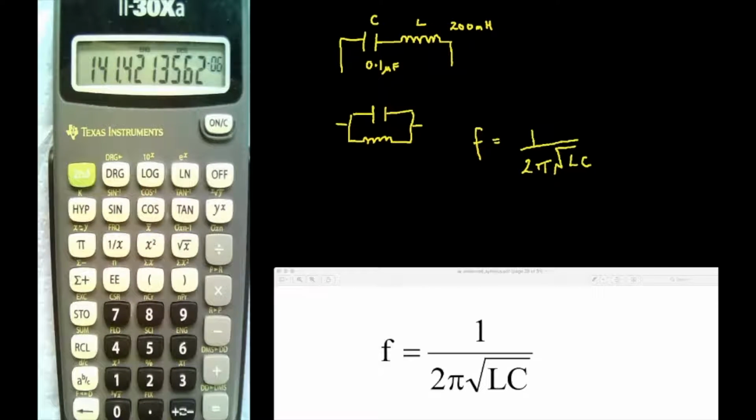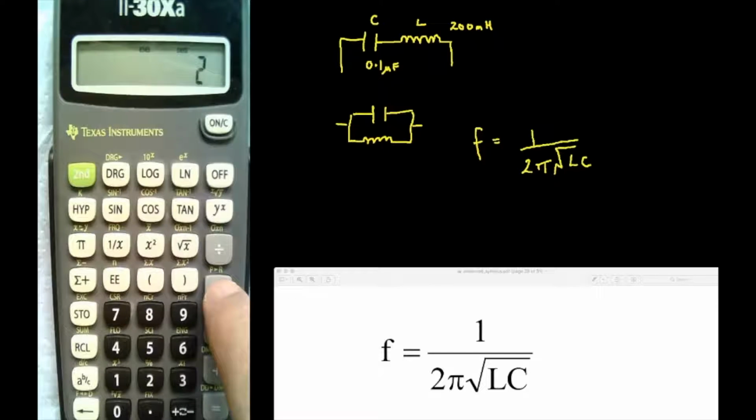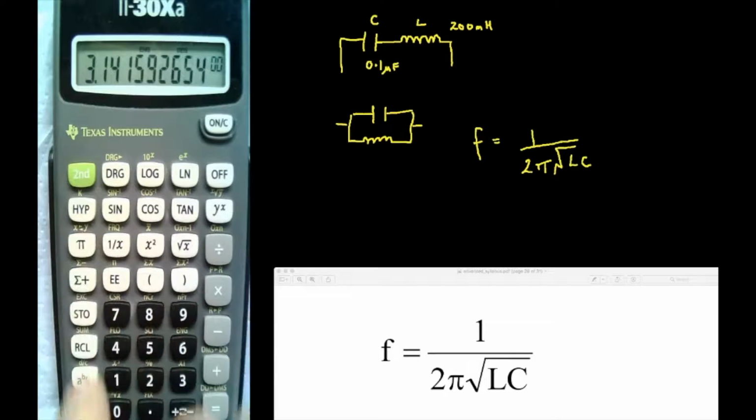I'm now going to multiply it by 2 pi. So times 2 times pi equals. So now I've evaluated the bottom of this fraction here, and it's 888 point something. 0.57.